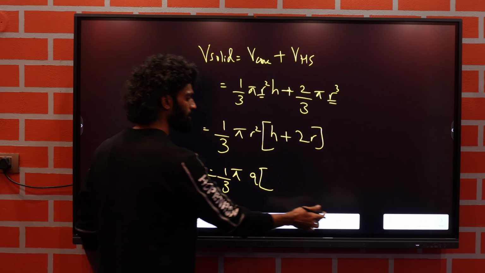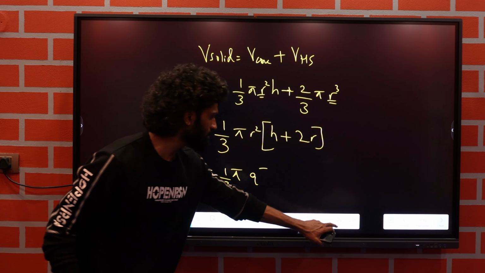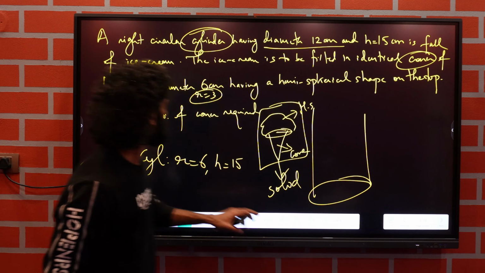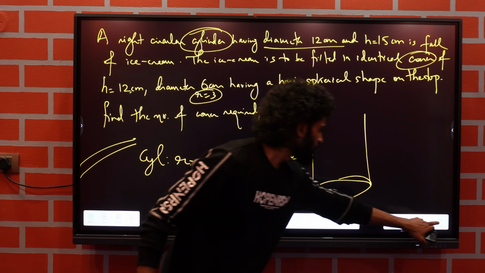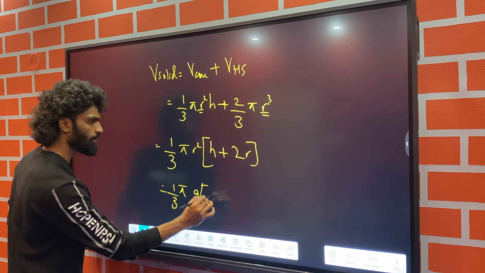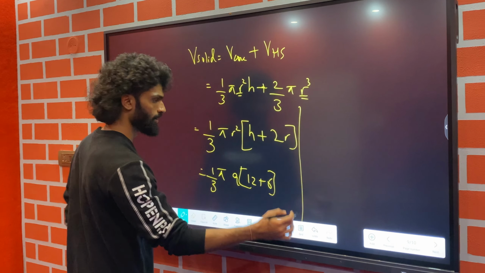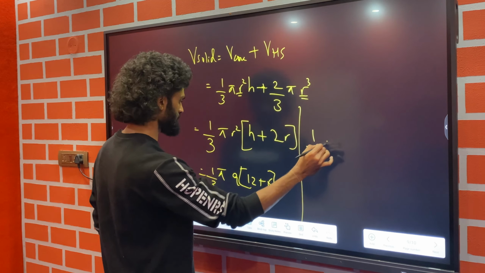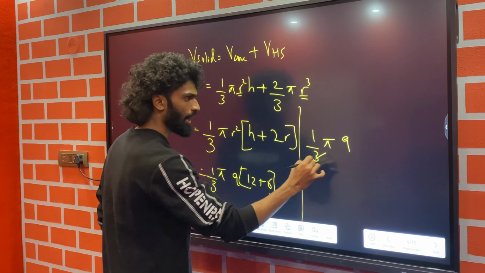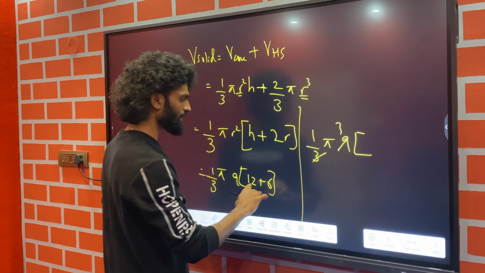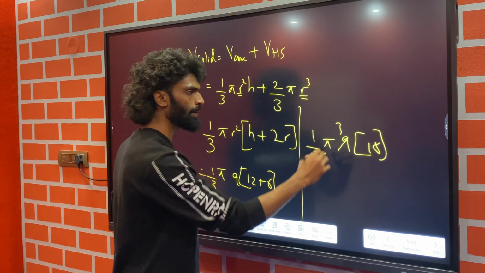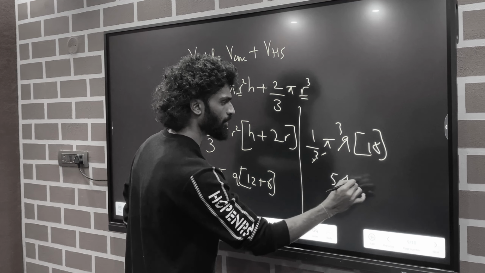Open bracket. Height's value is given to me as 12. So it becomes 12 plus 2 into 3 is 6. So this answer becomes 1 by 3 as it is, pi as it is, 9, and the 3 gets cancelled. Inside the bracket, 12 plus 6 gives you 18. 18 times 3 is 54 pi.